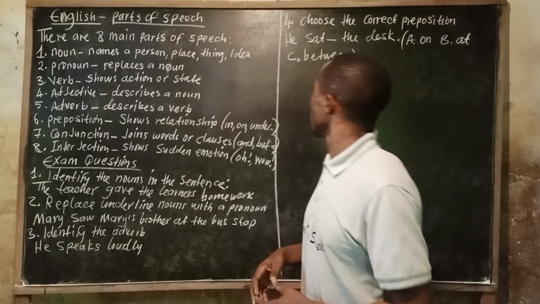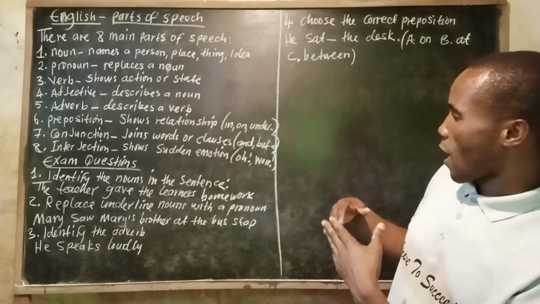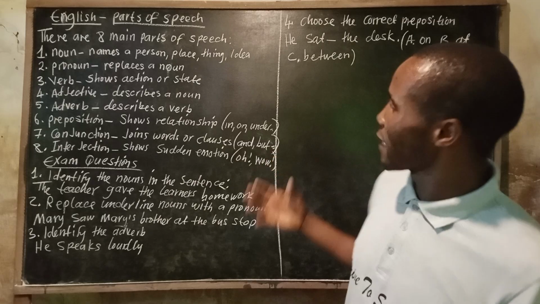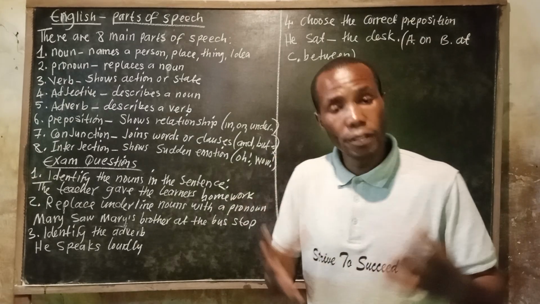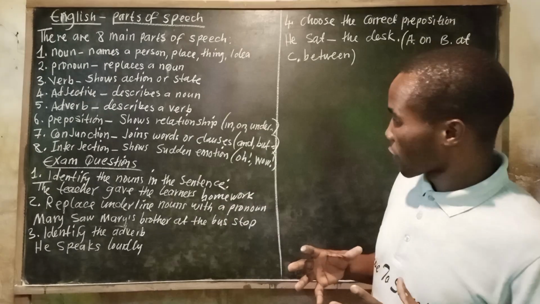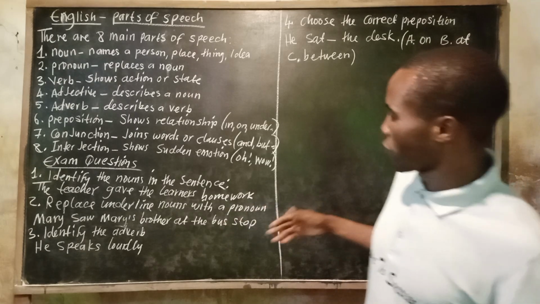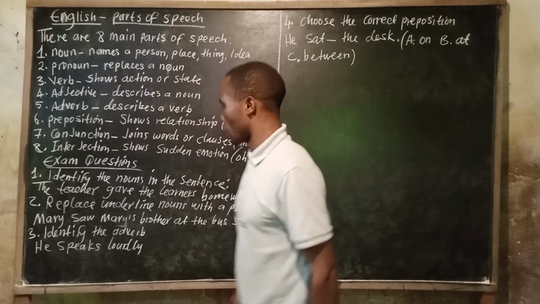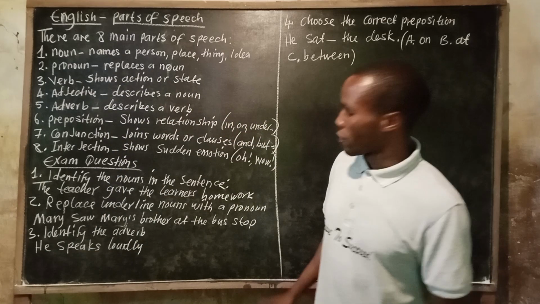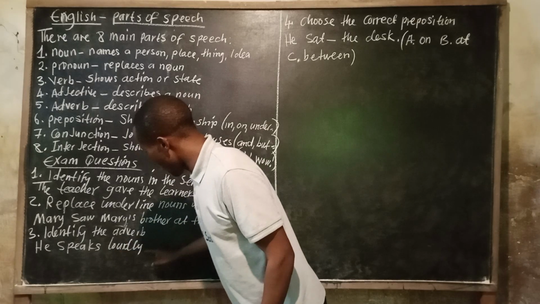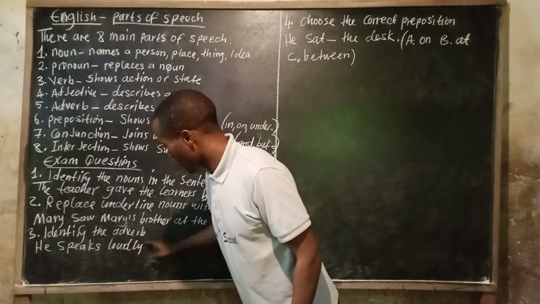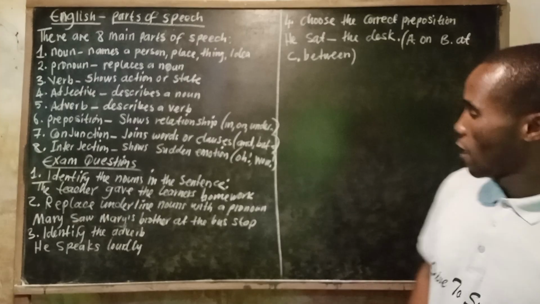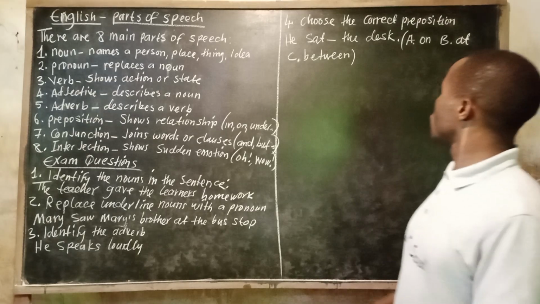Then question 3, identify the adverb. Remember, we said an adverb describes a verb, an action word. The sentence is: he speaks loudly. We want to identify the adverb. Loudly is the adverb because it describes a verb.